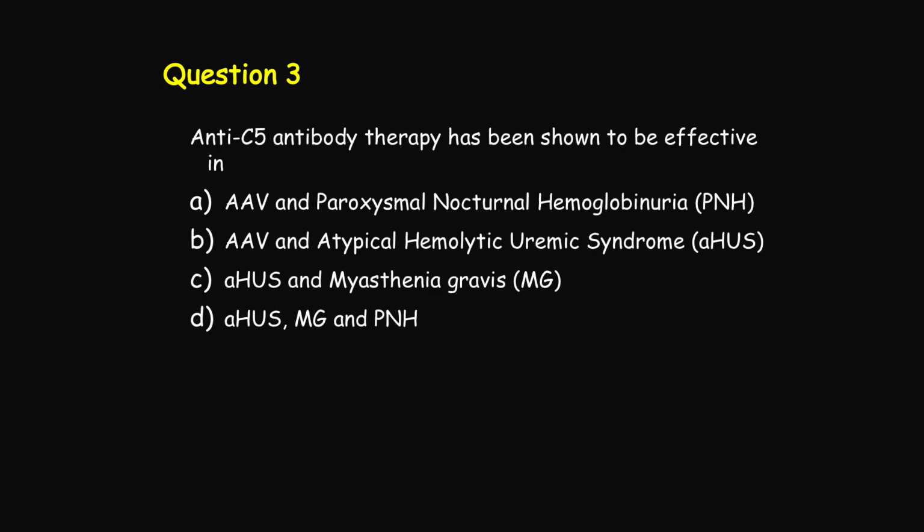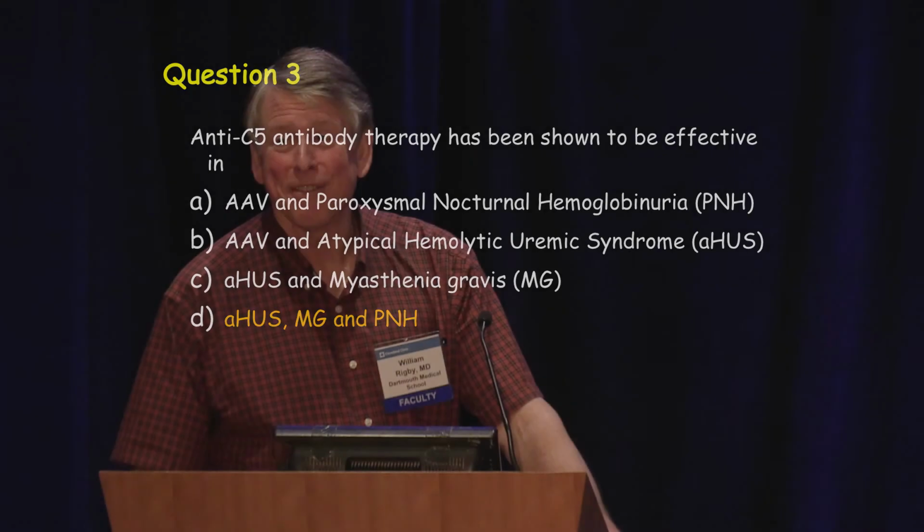Anti-C5a therapy has been shown to be effective in which: AAV and paroxysmal nocturnal hemoglobinuria, AAV and atypical HUS, HUS and myasthenia gravis, or HUS, myasthenia gravis, and PNH? I didn't mention this. It's D. It actually works. It also works in myasthenia gravis. So here, we're blocking a neuromuscular junction, and who would have thought, we think of an antibody just binding and doing its business, who would have thought complement's involved? But if you block C5, you get activity. How you get activity is not quite clear. Okay, thank you very much.